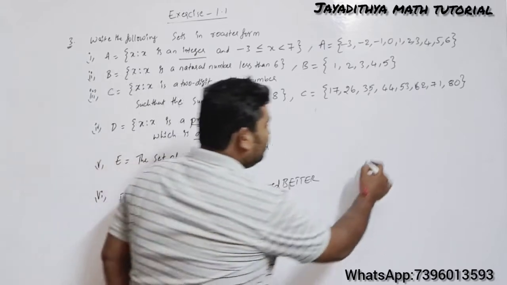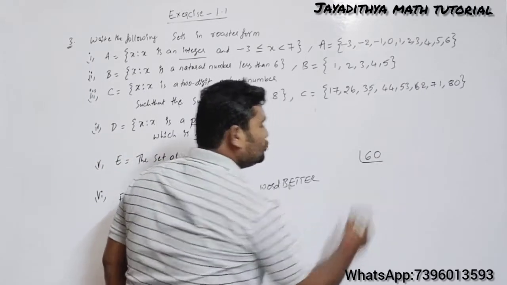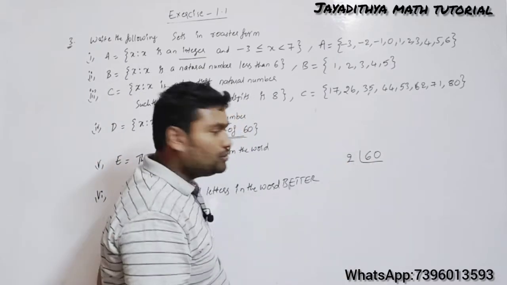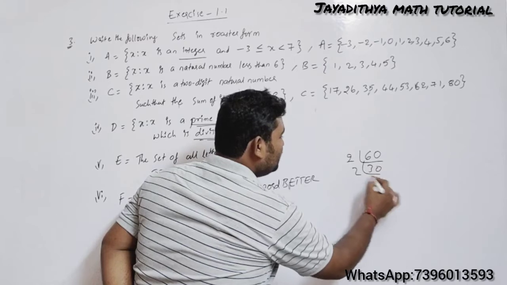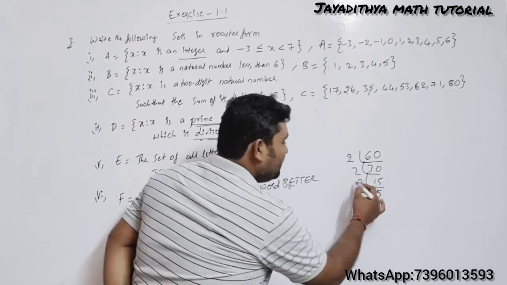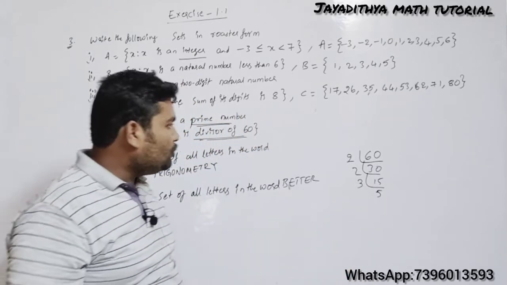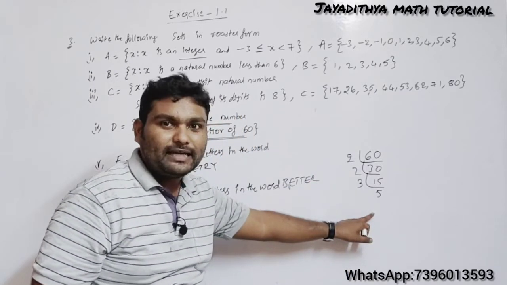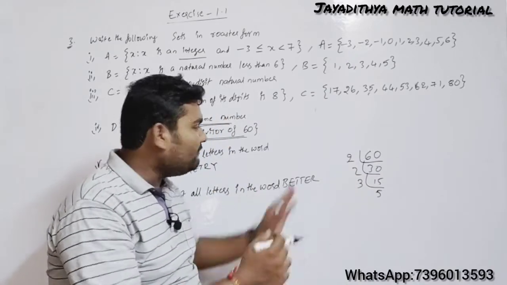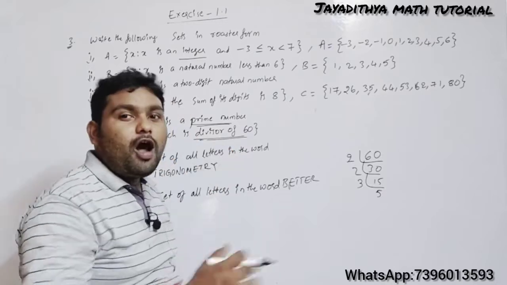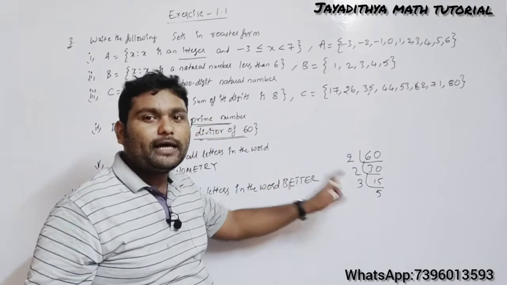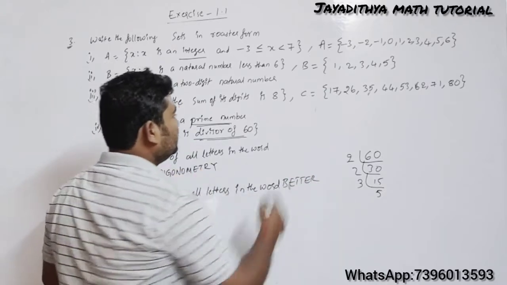So how to do the prime factorization? See here, I am doing short division using prime numbers. Start with the least prime number, that is 2. 2 30s are 60 and 2 15s are 30, and now 15 is divisible by 3. So 3 5s are 15. So what are the prime divisors you got here? 2, 2, 3, 5. Actually 2 into 2 into 3 into 5 is 60, but you should not repeat the elements. Though I have 2 times 2 here, I should mention it only once.